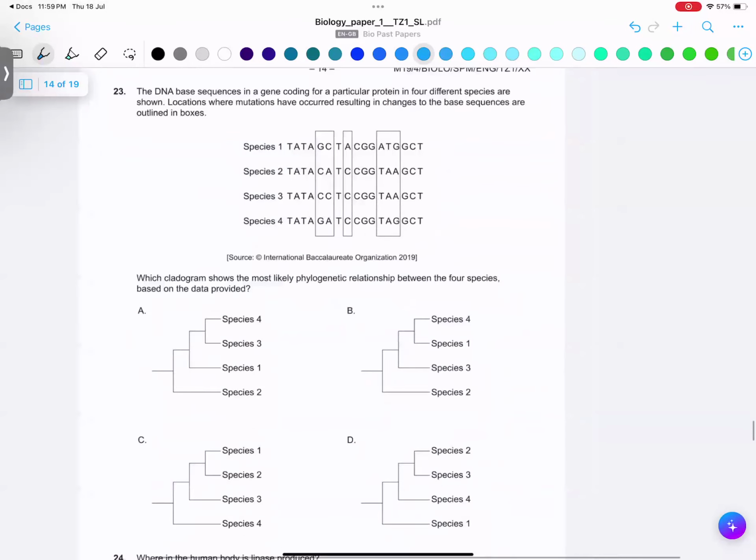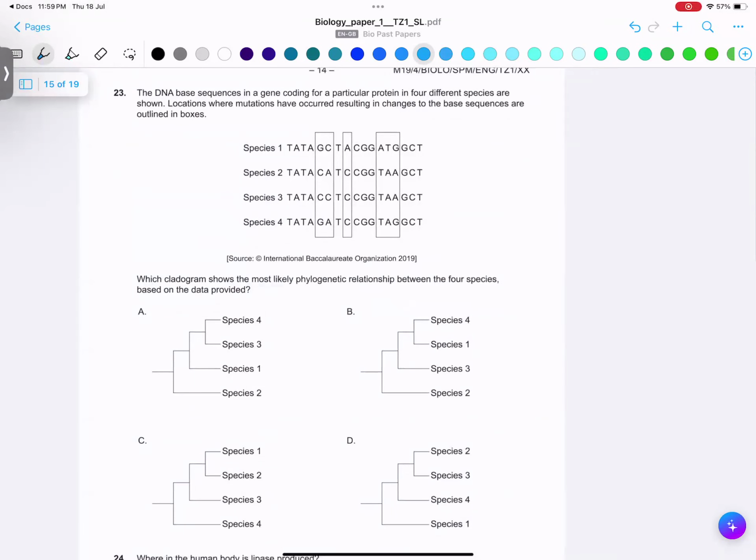So 23. The DNA base sequences in a gene coding for a particular protein in 4 different species are shown. Locations where mutations have occurred, resulting in changes to the base sequences, are outlined in boxes. Okay, so now we actually need to look at this and see how similar they are.